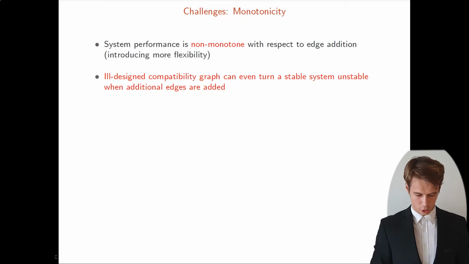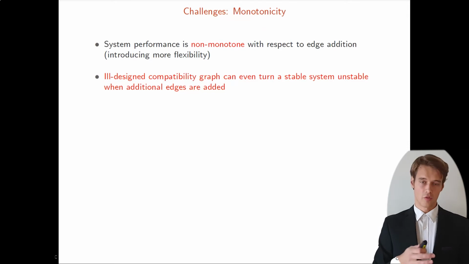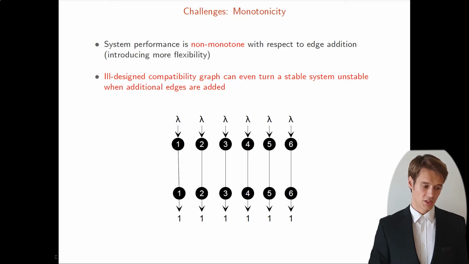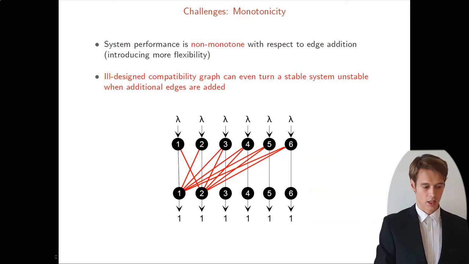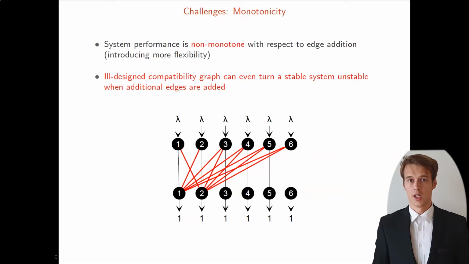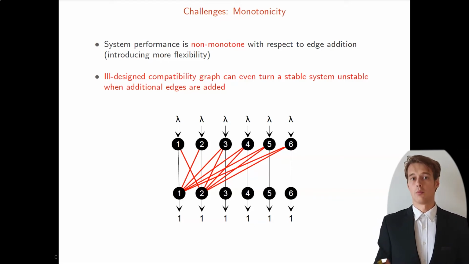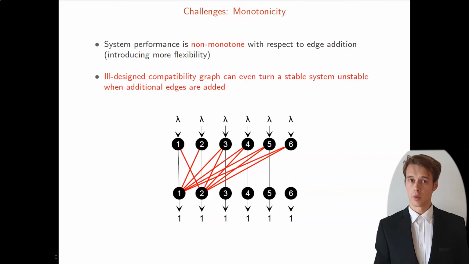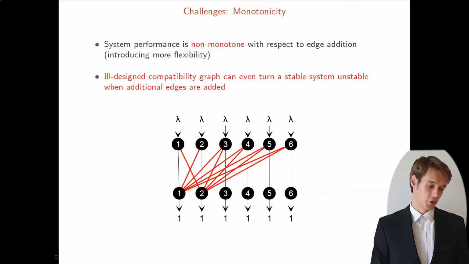So one of the challenges that comes with this kind of analysis is monotonicity. It turns out that the system is non-monotone with respect to edge addition. So if you create a more flexible system, if you add more edges between dispatchers and servers, it turns out that it can actually harm performance. And this is an example of this. Here we see a simple system that is actually stable. However, if we add more edges, so if we let every dispatcher be connected to servers 1 and 2, we'll see that servers 1 and 2 will actually receive way more jobs than they are able to handle. For example, if you take d equals 2 and you work out this example, you see that each dispatcher has a non-zero probability of routing a job to either server 1 or 2, which will overload these servers.